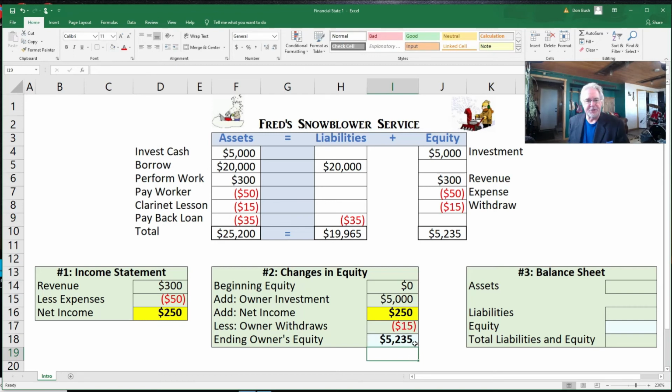$5,235. Check this out. This is not a coincidence. We have $5,235 here and $5,235 here. They match, and they're supposed to match. They will match. So that's a good way to double check.